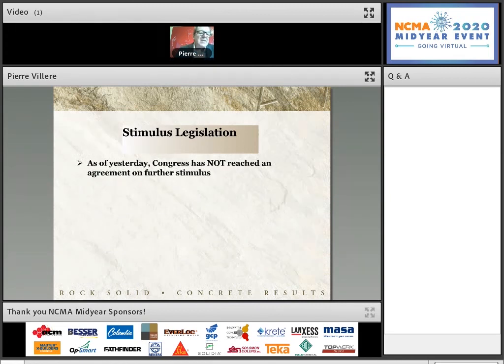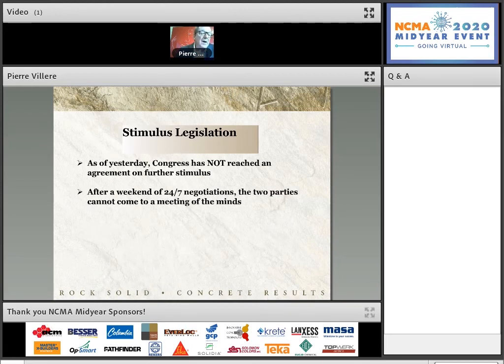Okay, stimulus legislation. If you all saw the news this morning, there's no news. As of yesterday, and certainly as of this morning, Congress has not reached an agreement on further stimulus. And from what we've been able to discern this morning, they're still pretty far apart. They have claimed, after a week of 24/7 negotiations, the two parties cannot come to a meeting of the minds. This morning they announced they hope to have an agreement by the end of the day on Friday, and then they would vote on it early next week.